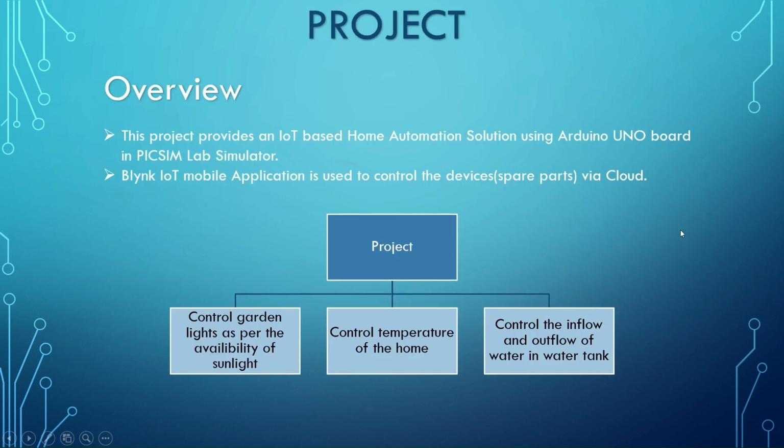Now we will start discussion about the project. Project's overview. This project provides an IoT-based home automation solution using Arduino Uno board in Pixim Lab Simulator. Blynk IoT mobile application is used to control the devices via cloud. This project includes three systems. The first system is to control the garden lights as per the availability of the sunlight. The second is to control the temperature of the home. The third is to control the inflow and outflow of the water in the water tank.